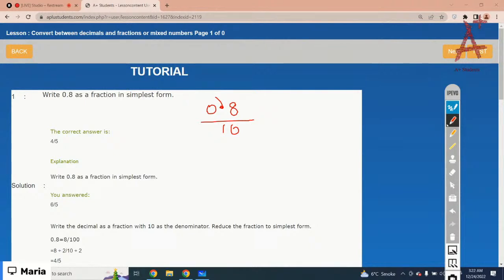It would be 8 over 10. You have to write the answer in simplest form, so look for the common number that you can divide both numerator and denominator by. You can divide them by 2. So 2 times 4 is 8 and 2 times 5 is 10. That means 0.8 in fractional form equals 4 over 5. Got it? So 4 over 5 is the correct option.